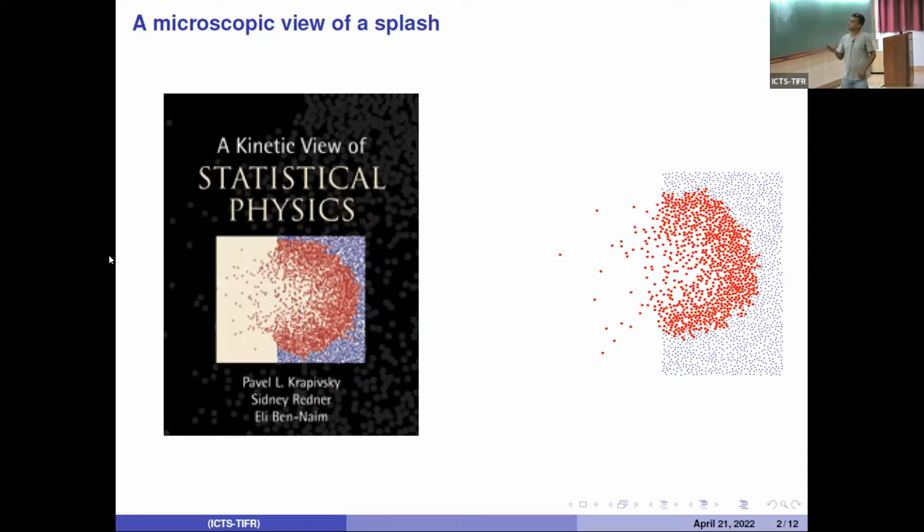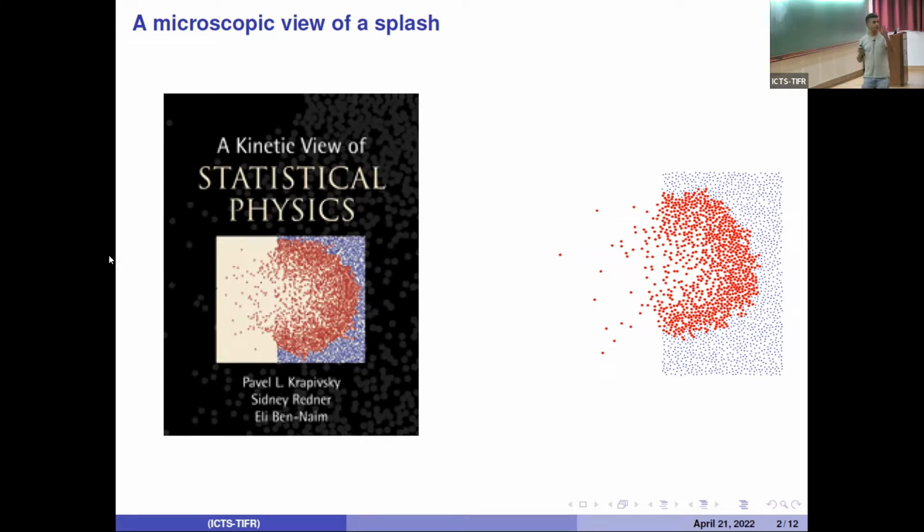Basically, there's a very nice book called Kinetic View of Statistical Physics by Krapivsky, Redner, and Ben-Naim. The cover of this book has a picture of a splash. Splash we all know: if you have water and you drop something, there's a splash. That's exactly the question. You can imagine an infinite billiard table, and half of it is filled with balls which are at rest. Then at one end you strike it with a stick, and ask what happens.